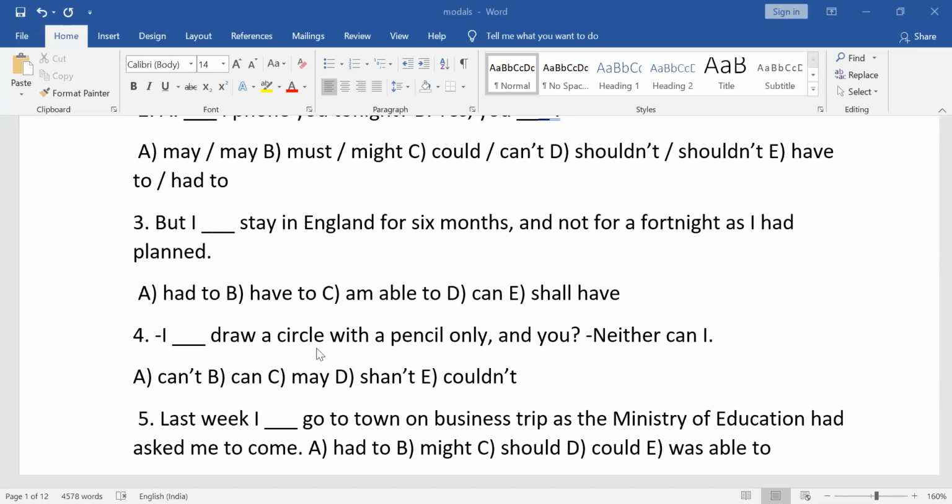Next. "I dash draw a circle with a pencil only, and you, neither can I." See, this is a clue: "Neither can I." What's your answer? Guys, this is a negative one. Okay, you said A. Yes, very good. "I can't draw a circle with a pencil only. And you? Neither can I."